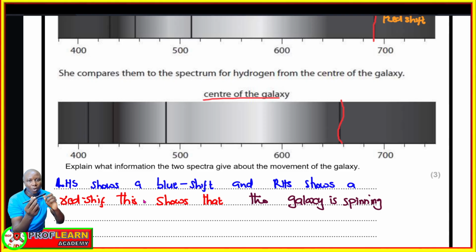That is why, as it's spinning, one section is moving towards the observer, so it will be a blue shift. The other section is moving away from the observer, so it will be a red shift. Usually this is what we call binary stars. They exist on an axis, and while the galaxy is moving away from the Earth, those stars are still spinning round.